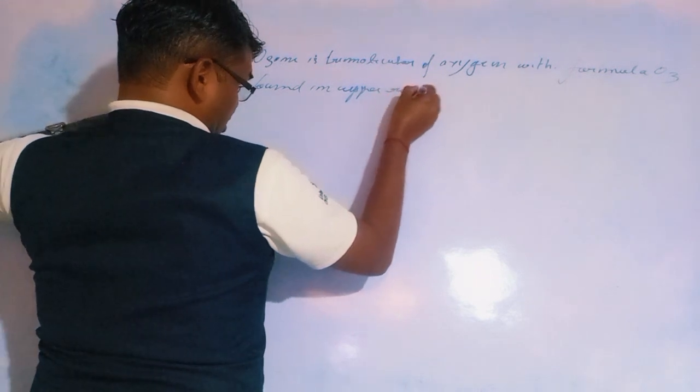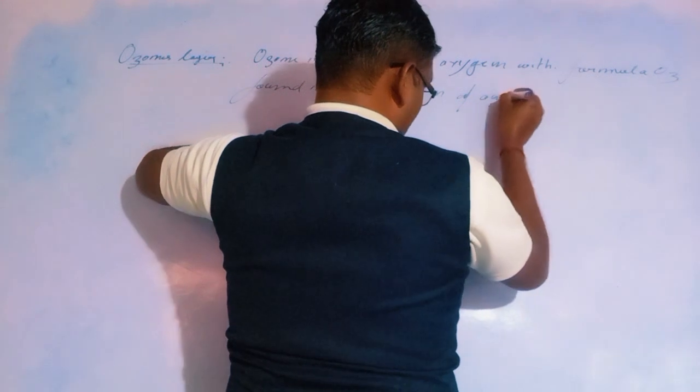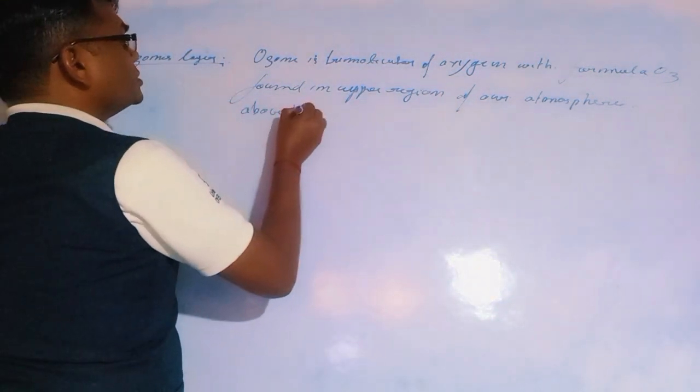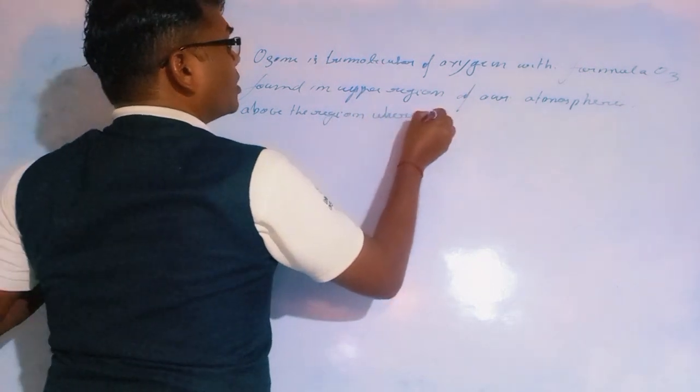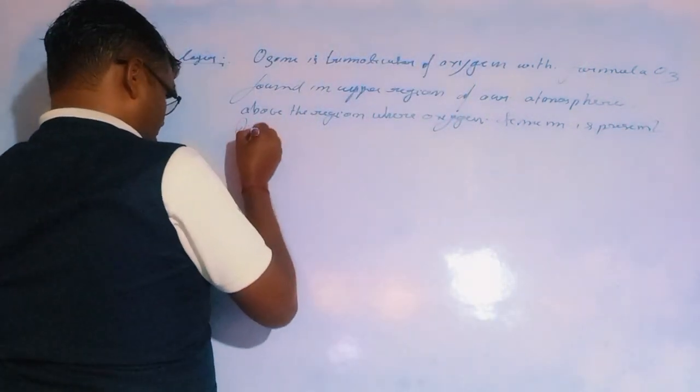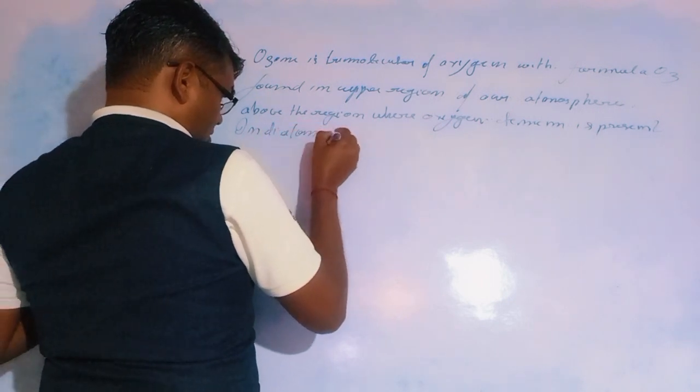upper region of our atmosphere, above the region where the oxygen element is present in diatomic form. Diatomic means O2. Okay, oxygen, it's oxygen O2. So we will discuss the oxygens.